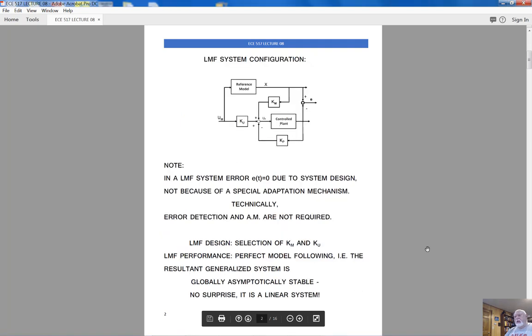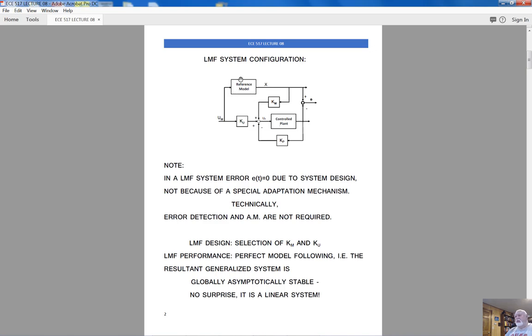Let me show you the system configuration. I want you to recognize a controlled plant and its feedback controller. And then you see the reference model that represents the desired closed loop dynamics of the system. And then we add matrix KM and matrix KU. And if matrix KP, matrix KM, and matrix KU are properly defined, the properties of the system will be exactly the same as properties of this reference model.